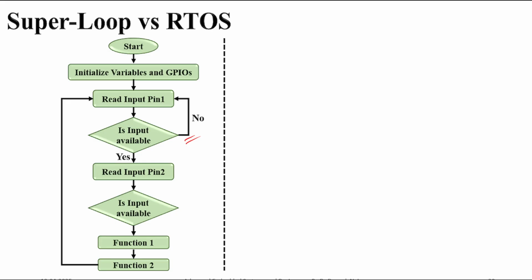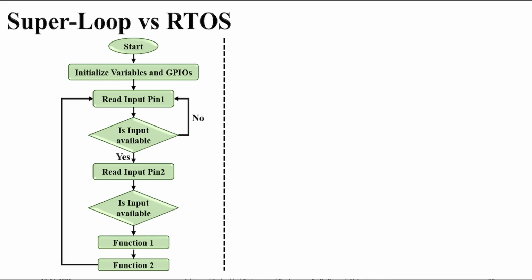And our function goes back. So in the super loop, you can see the program is always running like this, going back to the start. This is the normal way in which we generally write our programs. This is called the super loop.